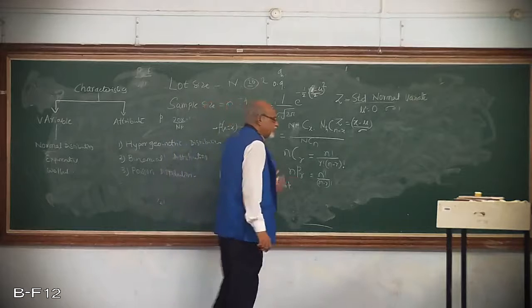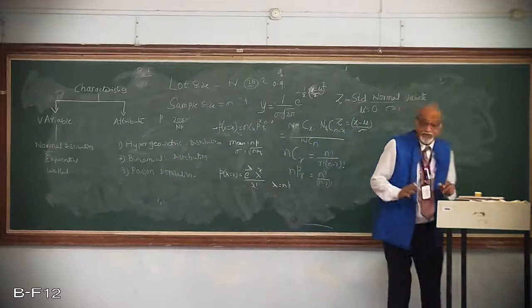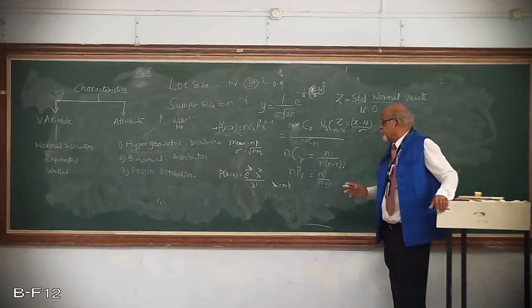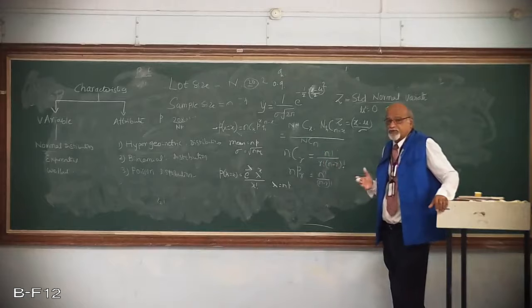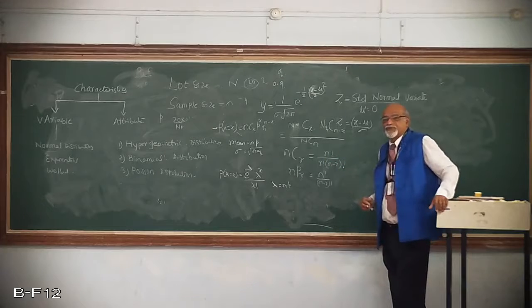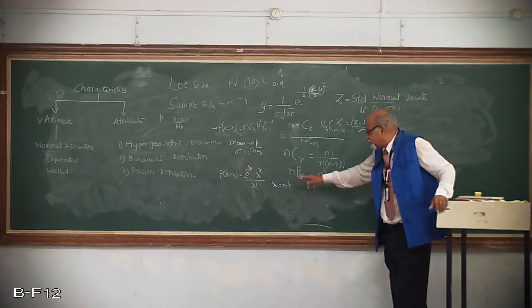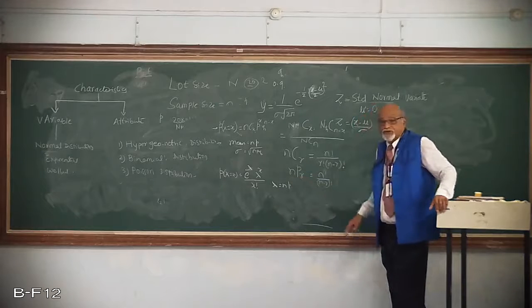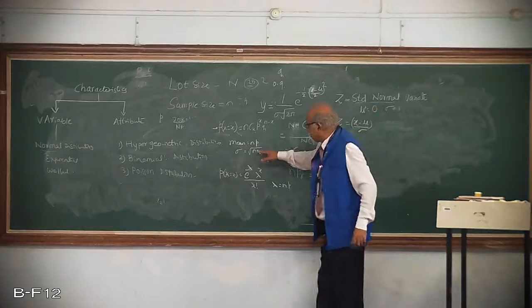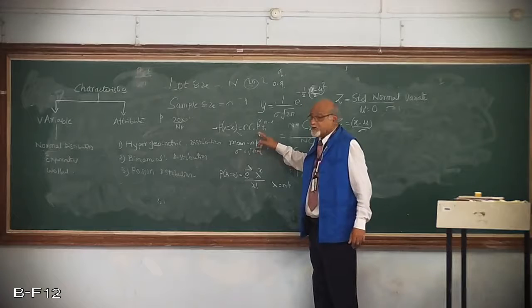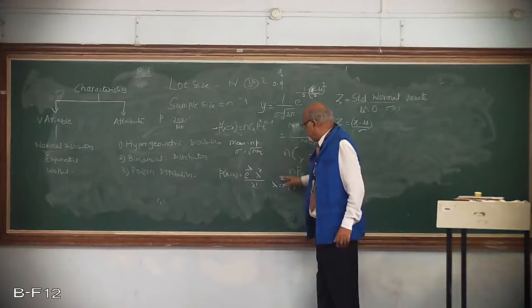P is fraction defective again. N is the sample size. Try to understand this one. Here it will not make use of Q, because here we are going to make use of this when P is very small. Here P is considerably large, hence we are going for Q. Here P is very small.